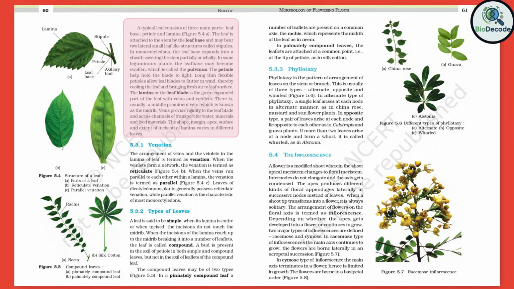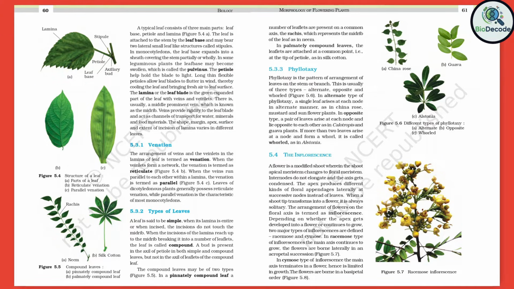Long, thin, flexible petioles allow leaf blades to flutter in wind, thereby cooling the leaf and bringing fresh air to the leaf surface. The lamina, or the leaf blade, is the green expanded part of the leaf with veins and veinlets. There is usually a middle prominent vein, which is known as the midrib. Veins provide rigidity to the leaf blade and act as channels of transport for water, minerals, and food materials. The shape, margin, apex, surface, and extent of incision of lamina varies in different leaves.